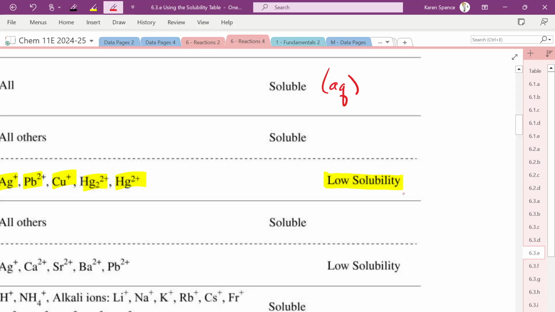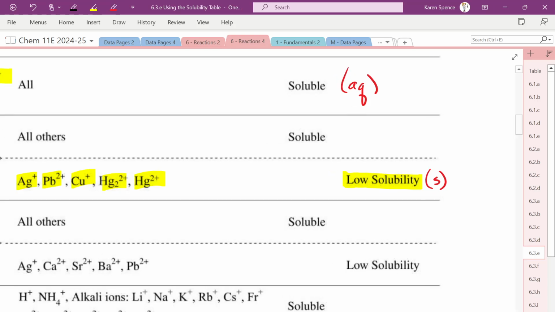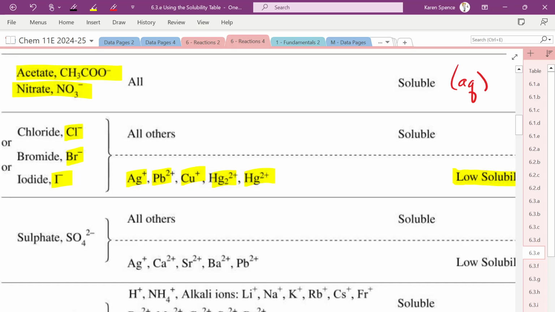If it is low solubility, what state will it be? Solid. It'll be a solid. So that would be like the calcium hydroxide we were trying to make the solution from, right? In order to get anything to dissolve, we had to heat it and stir it. It was low solubility. A little bit will dissolve, but not very much, and barely anything at room temperature. Everything else belongs in the category all others. So if it's not silver, lead, copper 1, mercury 2, mercury 1, then it is soluble.